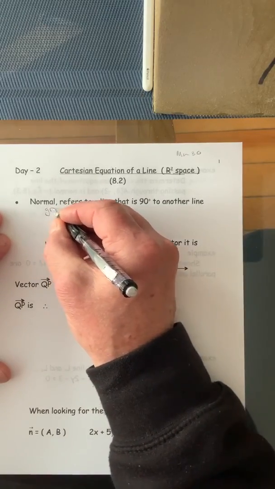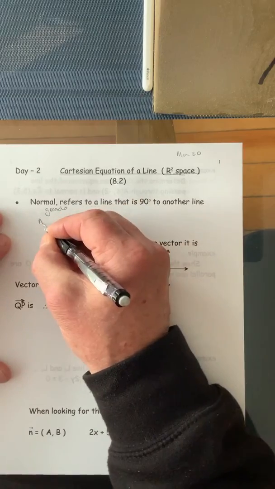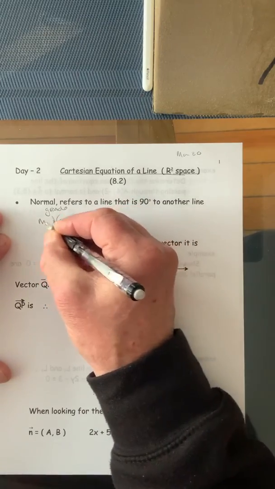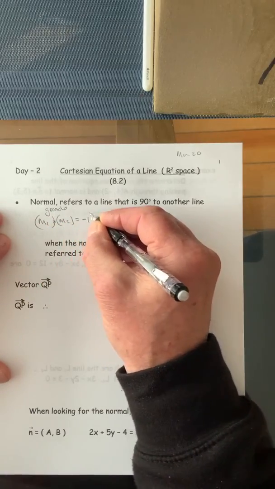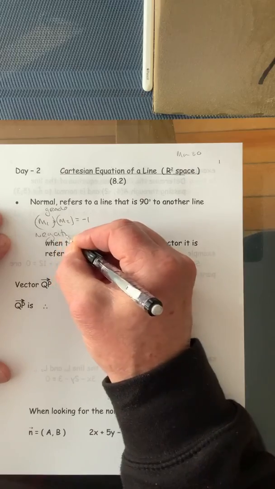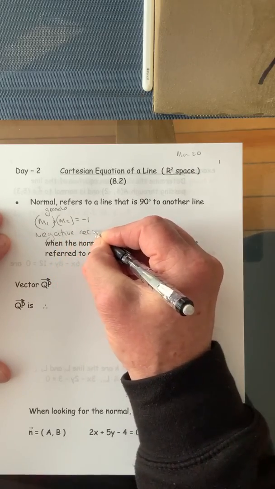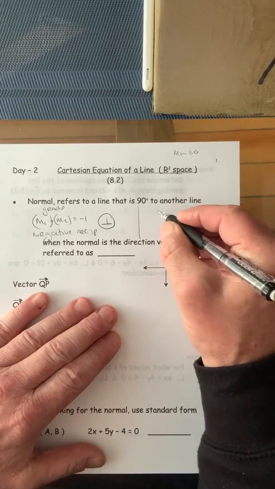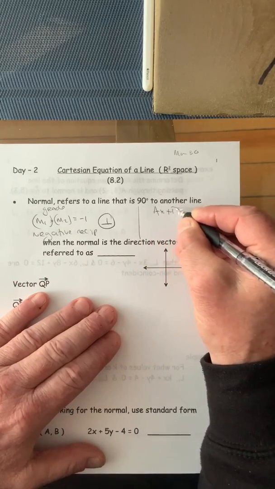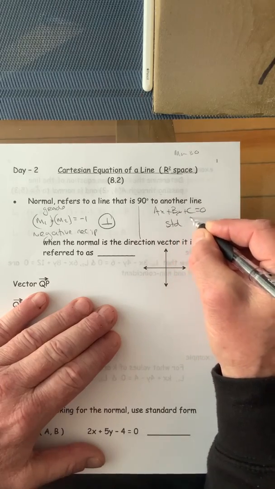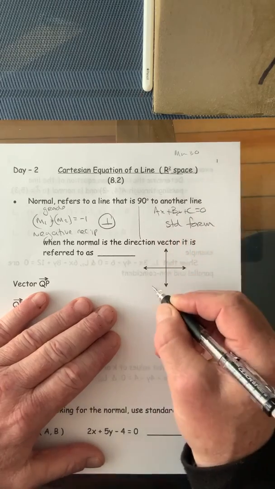From grade 10, m1 times m2 equals -1. This is the negative reciprocal, lines that are at 90 degrees to each other. The other thing you need is ax plus by plus c equals 0, the standard form of a straight line. All right.